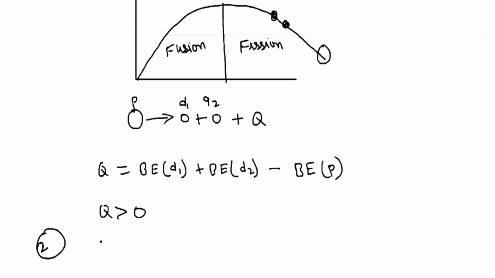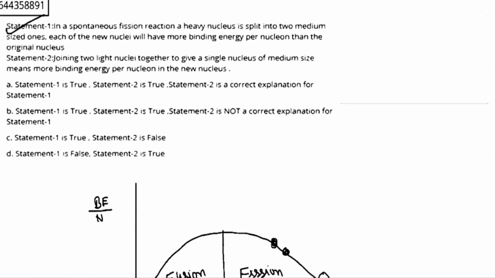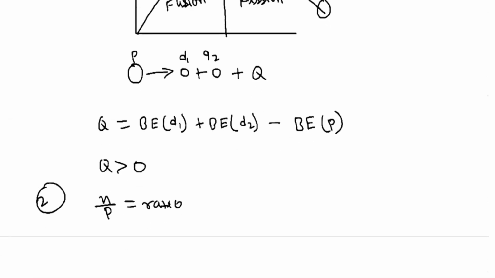The main factor is the N by P ratio. So this ratio is the main factor. Clear? This ratio we have to adjust for the reaction. So for the second statement, joining two light nuclei together to give a single nucleus of medium size means more binding energy per nucleon in the new nucleus. No, this statement is not always true because the N by P ratio should be adjusted for this reaction. Clear?